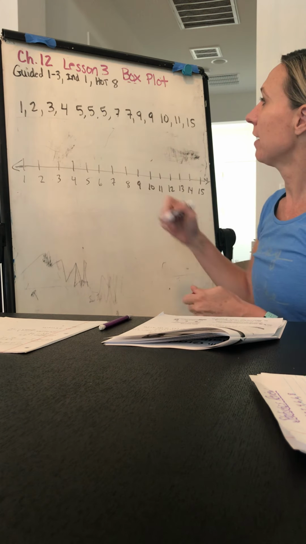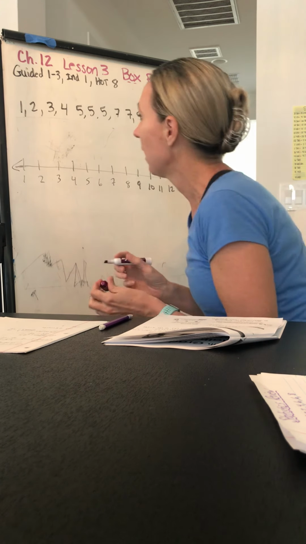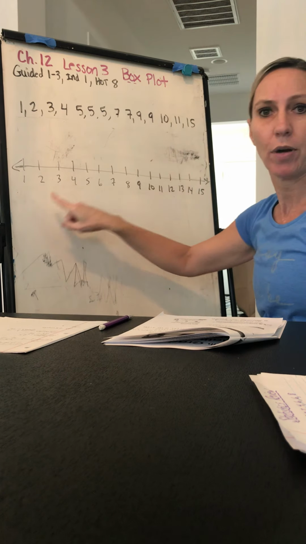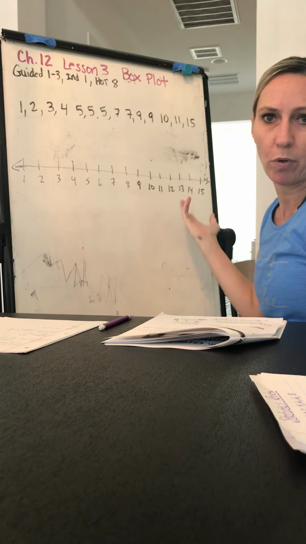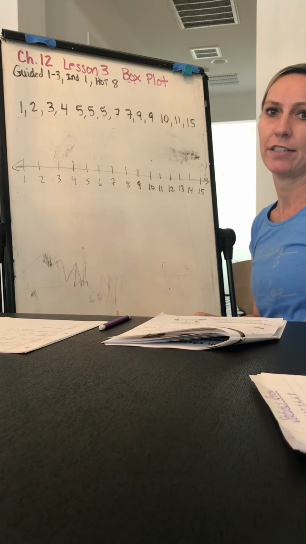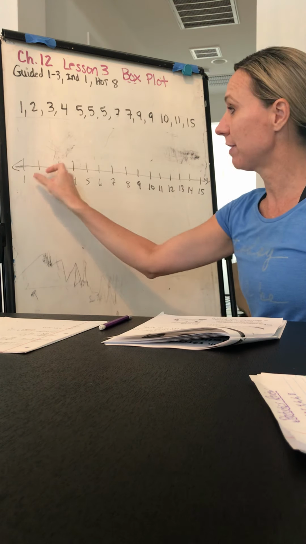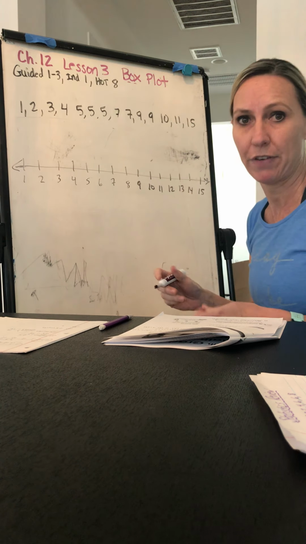So, okay, the first thing I'm going to do is take the data and put it in order. Then I'm going to look at my data. It goes from 1 to 15, so I'm going to draw a number line and go by ones from 1 to 15. If it was 1 to 100, I'd go by tens. 1 to 50, you'd go by fives. So decide what your interval is, and just make sure it's the same if you go by twos or fives the entire time.